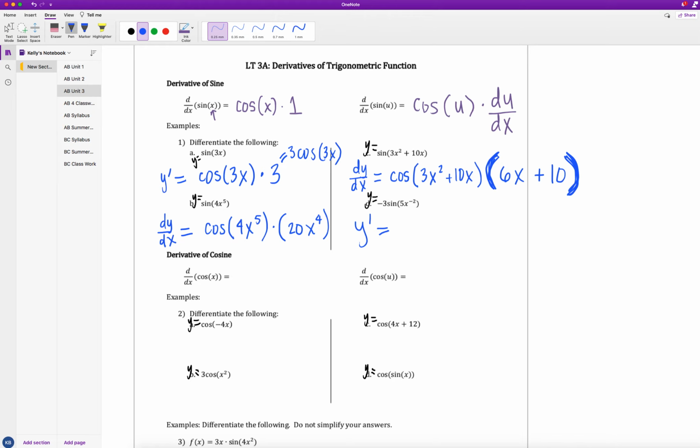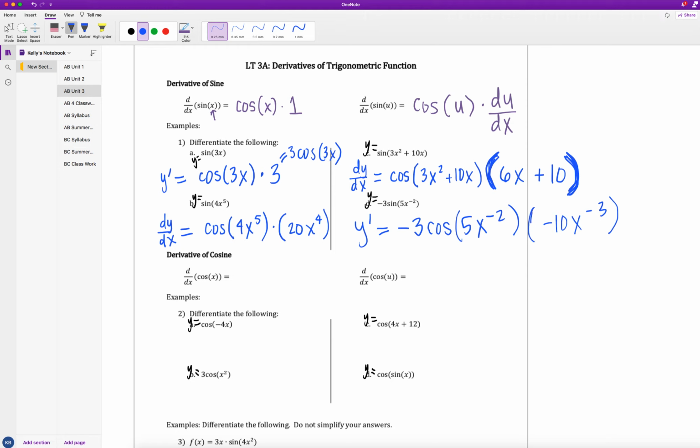If this was a negative 3x, I'd have to worry about a product rule then, since I have a product of two functions. But negative 3 itself is just a coefficient, so it's going along for the ride. For the sine of 5x to the negative 2, we do have a chain rule here. Outside function is sine, so we'll take the derivative of sine, which is cosine, keep the inside the same, times the derivative of the inside here. I can use a power rule on that, and I'd get negative 10x to the negative third since we're subtracting 1 from there.